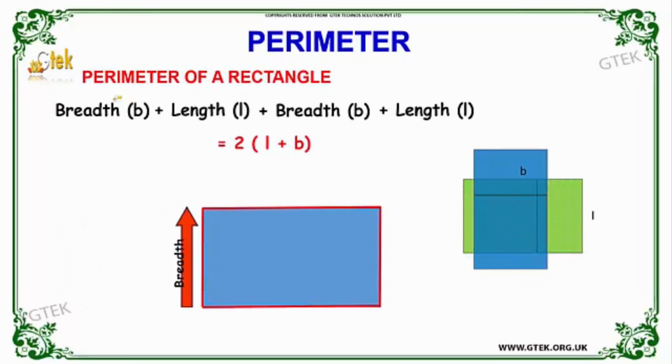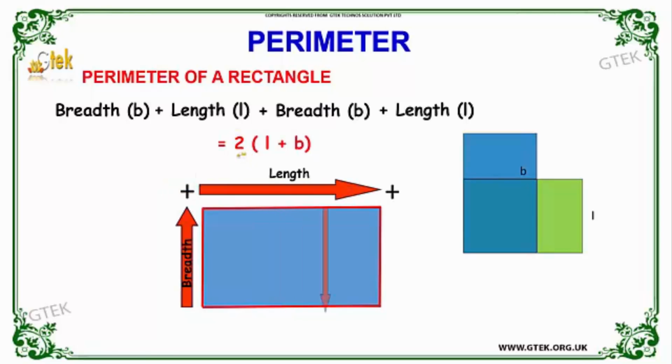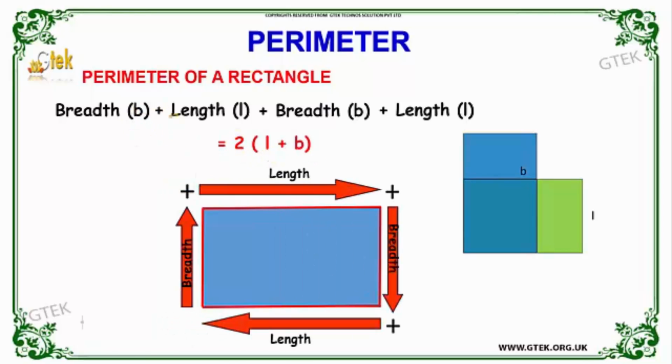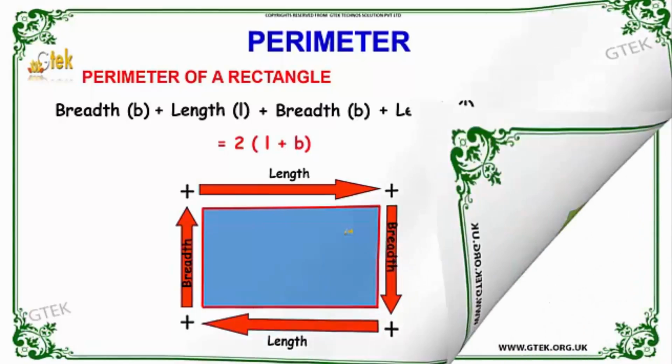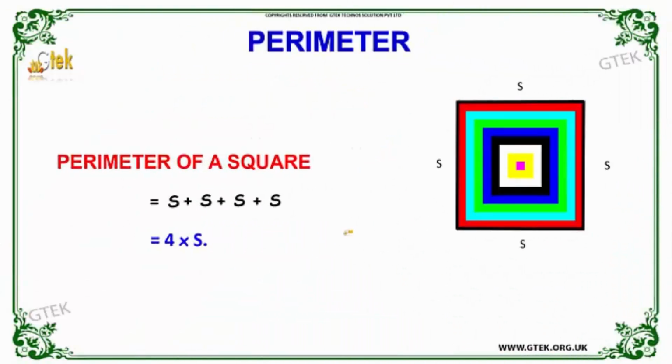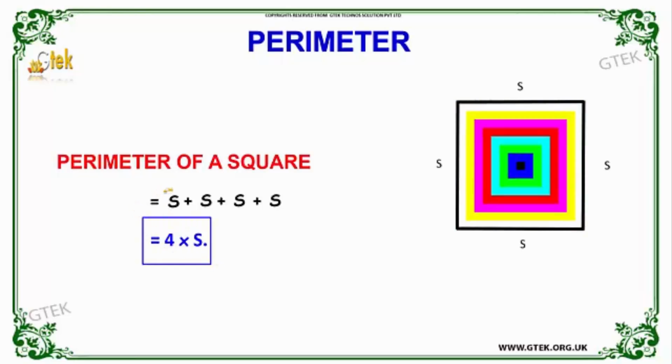The formula for the perimeter of a rectangle is 2 into (L plus B). So breadth plus length plus breadth plus length, that is 2 times the sum of length and breadth, represented as 2 into (L plus B). The perimeter of a square is formulated as 4 into S. So 4 times its side, S plus S plus S plus S, that is 4S.